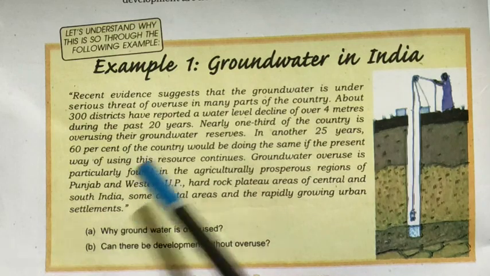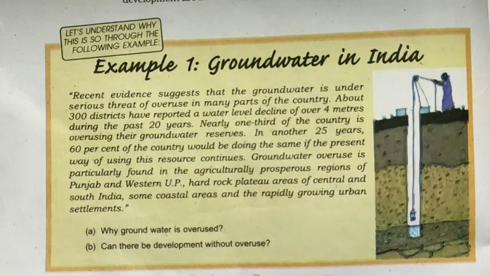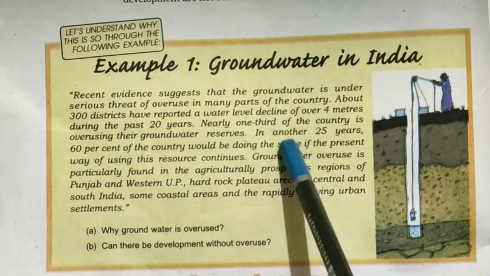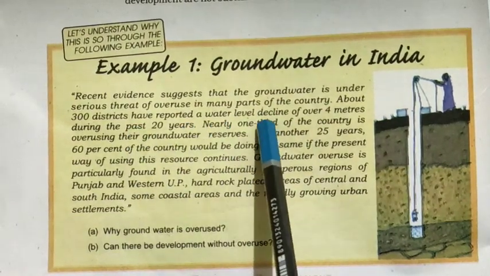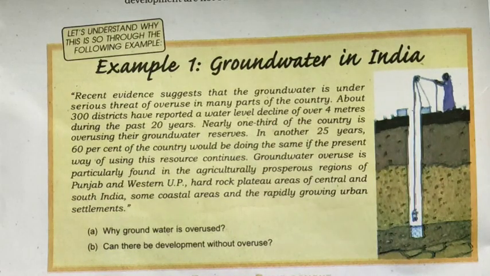The first one is groundwater in India. Groundwater is an example of renewable resources. In many parts of India, in the agricultural process, they overuse water. As in this example, about 300 districts have reported a water level decline. In the case of groundwater, it gets replenished or filled by rainwater. If there is no rain, then the water level gets decreased.